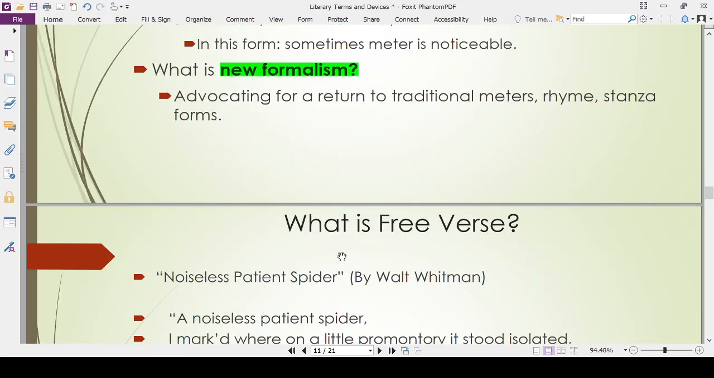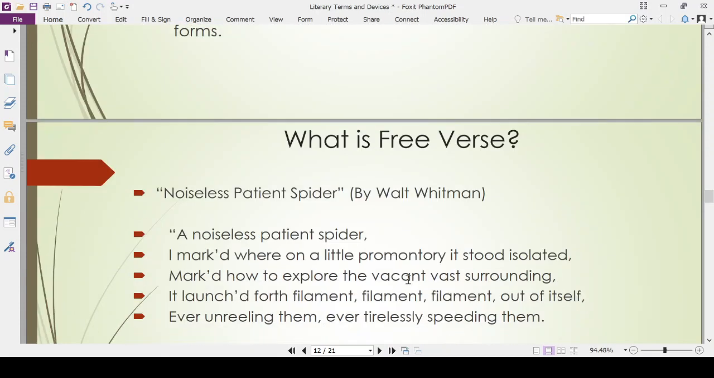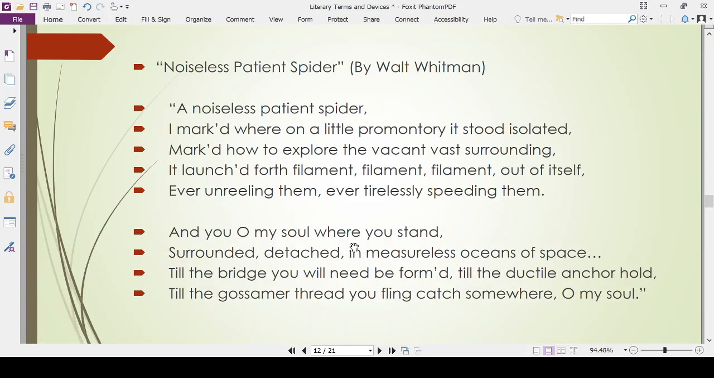Let's read an example by Walt Whitman, right? Okay, so we said that Walt Whitman is like the godfather, like the poet when it comes to free verse. I've actually chosen a very interesting poem here for you, where there is a comparison between a spider on the wall who's just wandering aimlessly, and then the soul of the persona who's just as clueless as the spider. And the name of the poem is Noiseless Patient Spider by Walt Whitman.